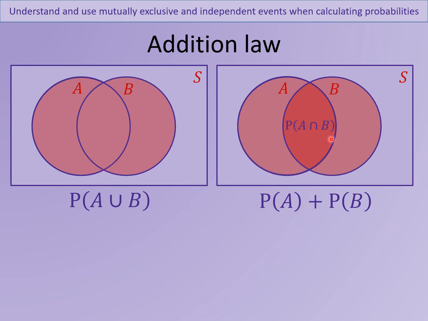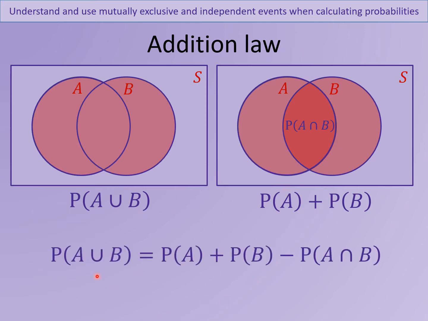Well, this bit in between is exactly the same as the probability of A and B. So this section just in here that's slightly darker pink is the probability of A and B. So if I want these two Venn diagrams to be exactly the same, then I basically just need to take that bit away once. Because I've added it twice, once for the probability of A and once for the probability of B. If I take it away once, then those two should be exactly the same.